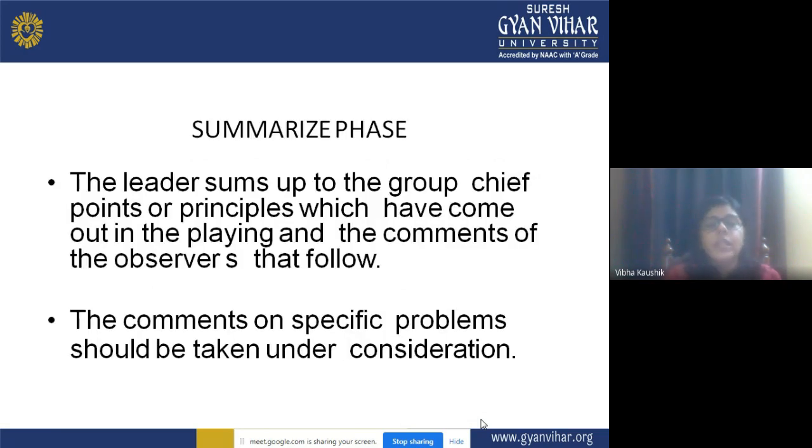Summarize phase. The leader sums up the group's chief points, meaning the leader in the end summarizes that these are the important points or principles which have come out in the play, and this is followed by the comments given by the observers. The comments of the audience on specific problems should be taken under due consideration.